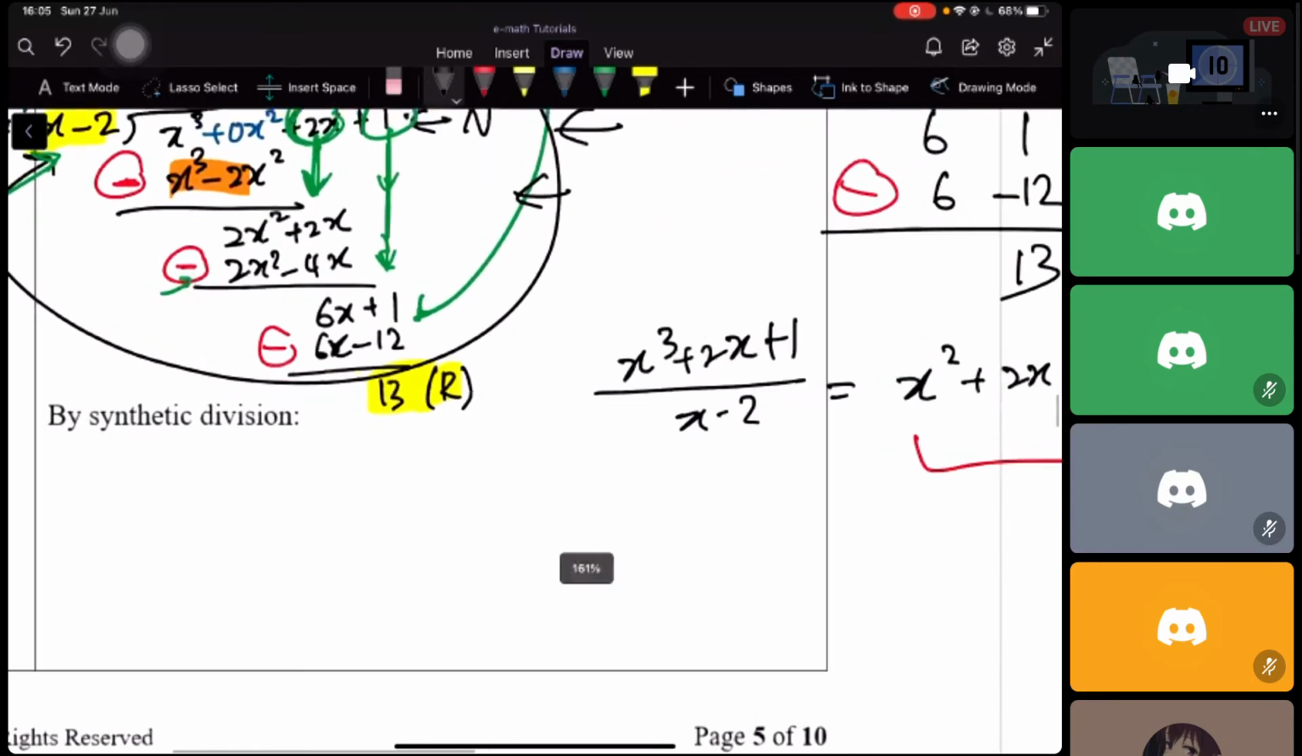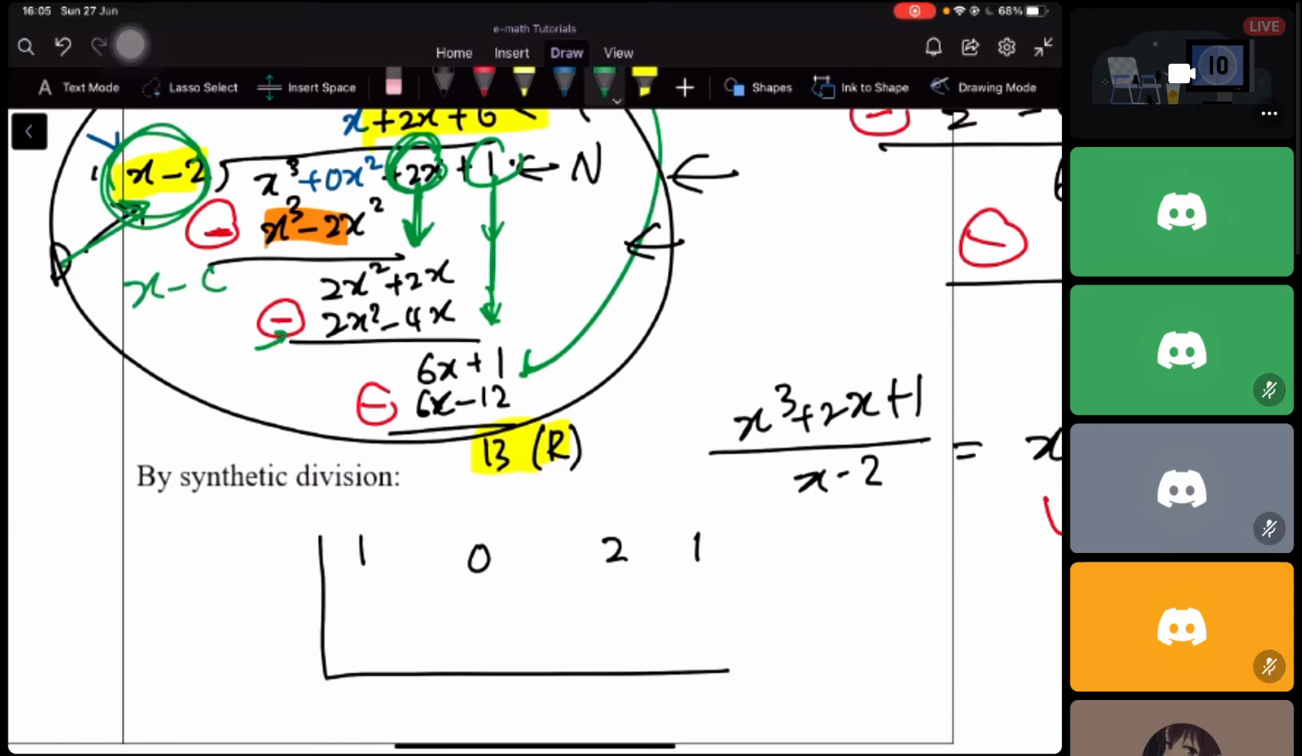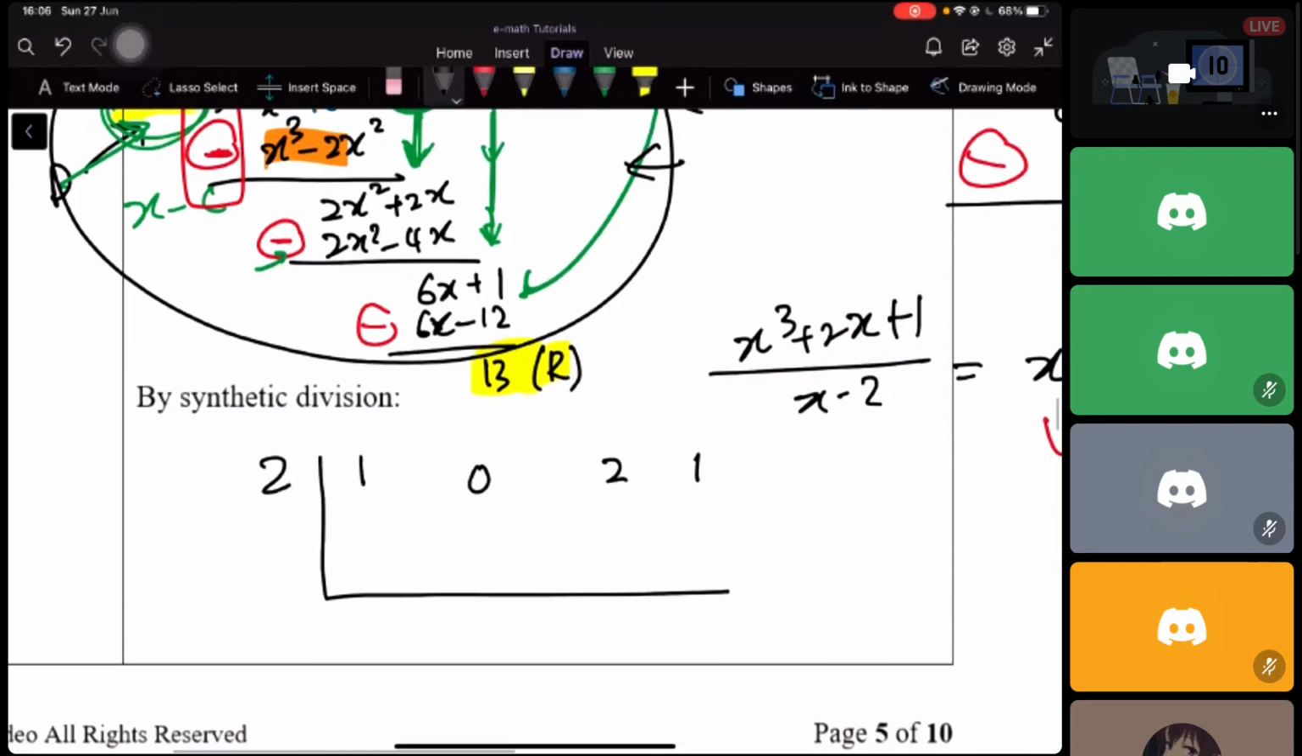Okay? So what you do is very simple. The same thing, you still need to determine the coefficients of your numerator. So it is 1, 0, 2, 1. Am I right? Then you go and draw an L shape. And then you focus on this one, x minus 2. You compare it with x minus c. So who is your c? Your c is 2, isn't it? Put your 2 here.